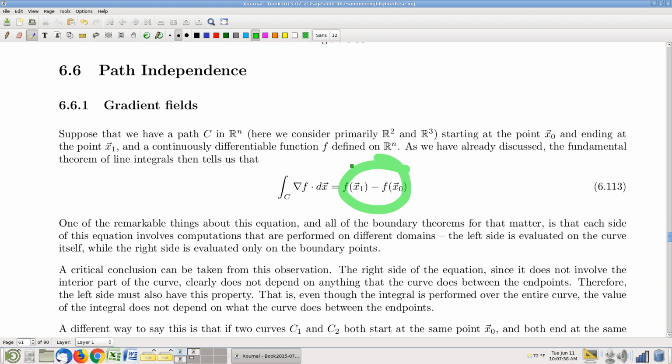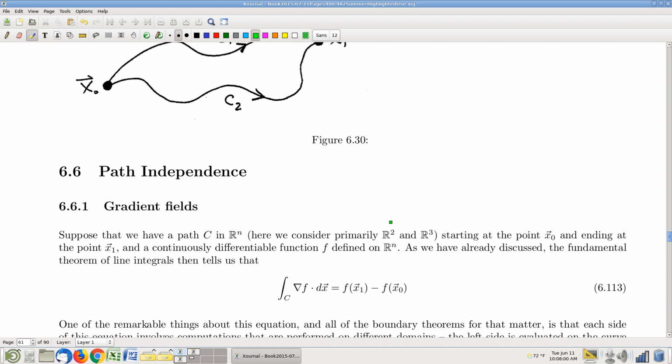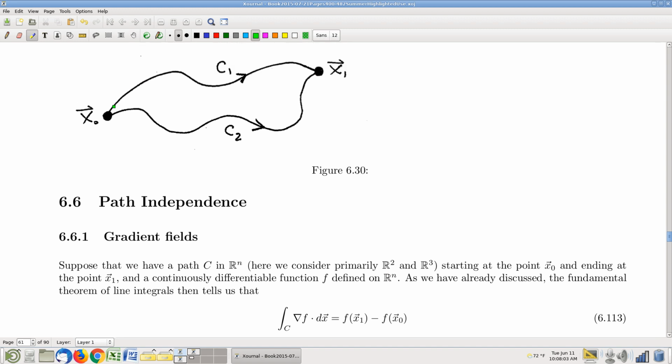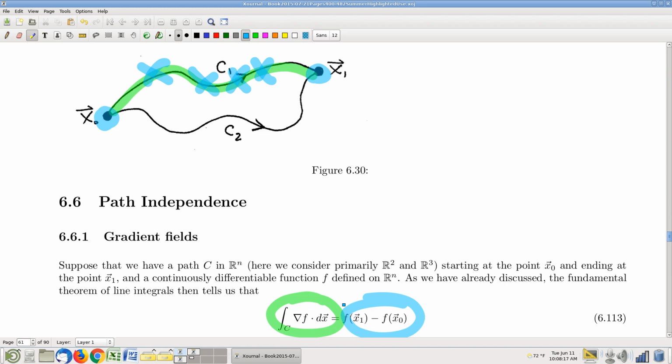So that's really weird. We have a calculation that's being done over that entire curve, and I don't need to look at any of this stuff at all. I just have to look at these 2 endpoints to actually compute it. And I find that quite mysterious when you say it that way.